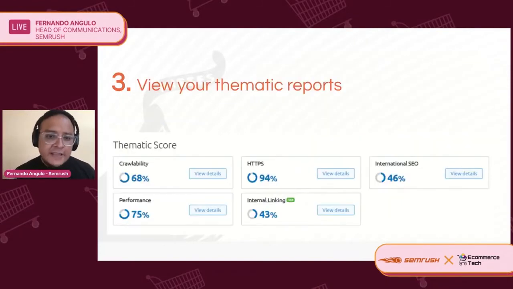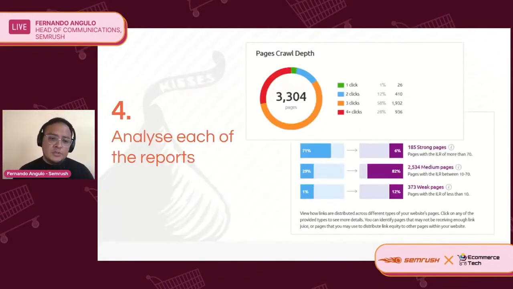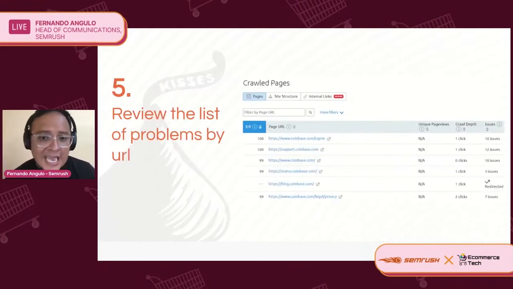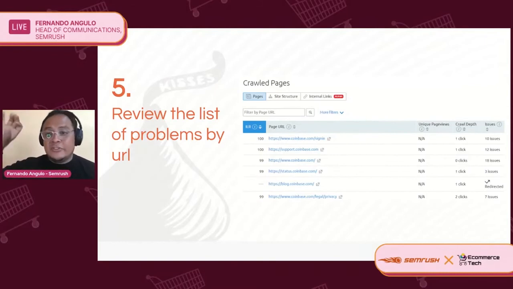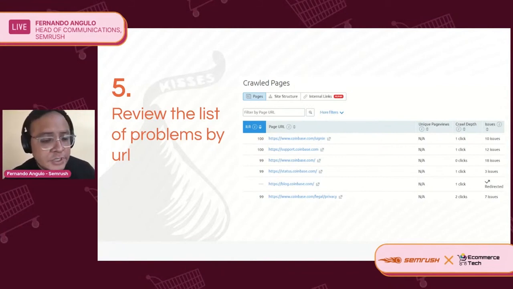This is really important. Then view the thematic reports, to see how good you are in crawlability and HTTPS. If you're working in different international markets, how good is your international SEO for a better reaction from different languages. The overall performance of your website, your internal linking, how well this is working. So you can check these thematic reports, then analyze report by report, seeing how well you are performing, and you can check, of course, what is happening with your competitors as well. You can perform a site audit for their websites and see how good they are or how far they are from you in terms of internal problems.